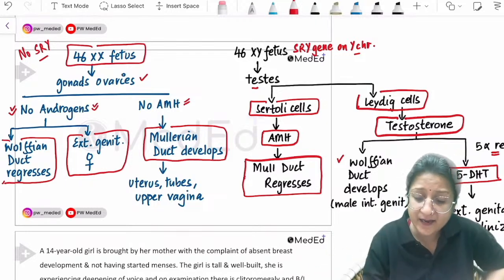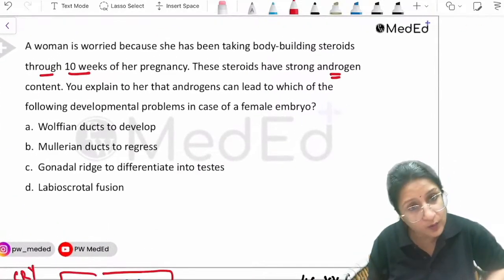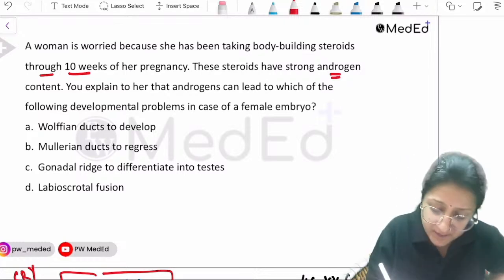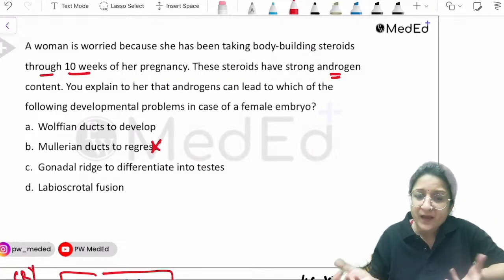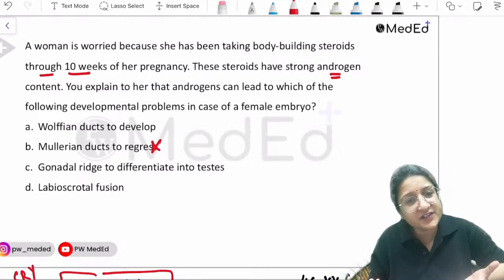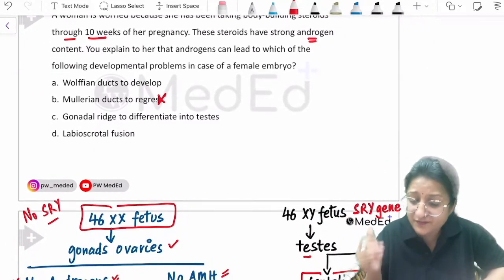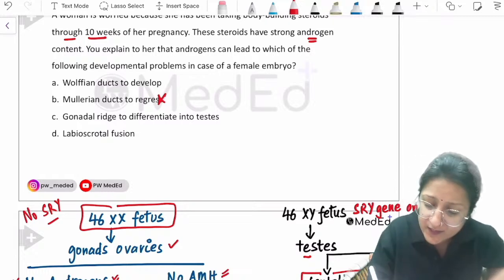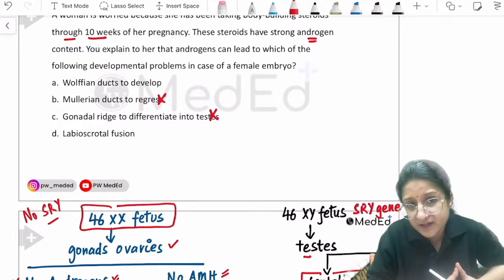Now they are saying that a fetus has been exposed to androgens. So why will Mullerian ducts regress? That's wrong. The Mullerian duct will develop as expected. Will the gonads differentiate into testes? No. In the pathway, we saw that gonads get differentiated into testes because certain genes need to be upregulated, so the gonads are not going to develop into testes in a female fetus. Will the Wolffian ducts develop?